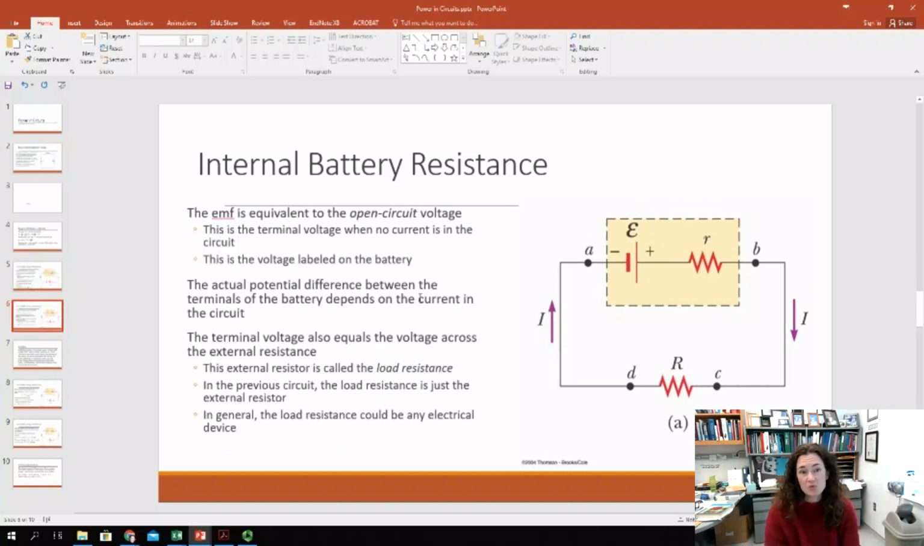Remember, the EMF is the open circuit voltage. That would be the voltage if you had no current in the circuit. So if you took your multimeter probes and you just hooked them up to a battery with nothing on it, you'd get very close to the EMF. That'll be the voltage that you read off the battery, what the manufacturer rates it at. But the actual voltage between the terminals of the battery when you hook it up is going to depend upon the current in the circuit, and that depends upon what load you've hooked it up to, okay? That terminal voltage is also going to equal the voltage across your external resistance, or your load, okay?